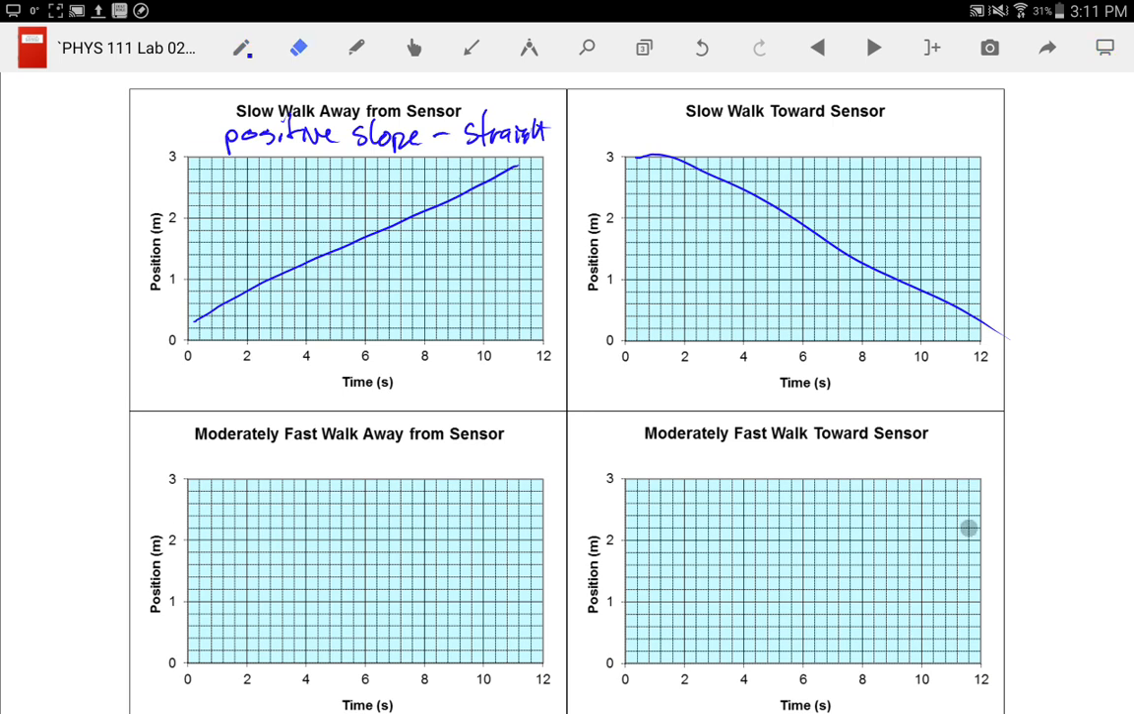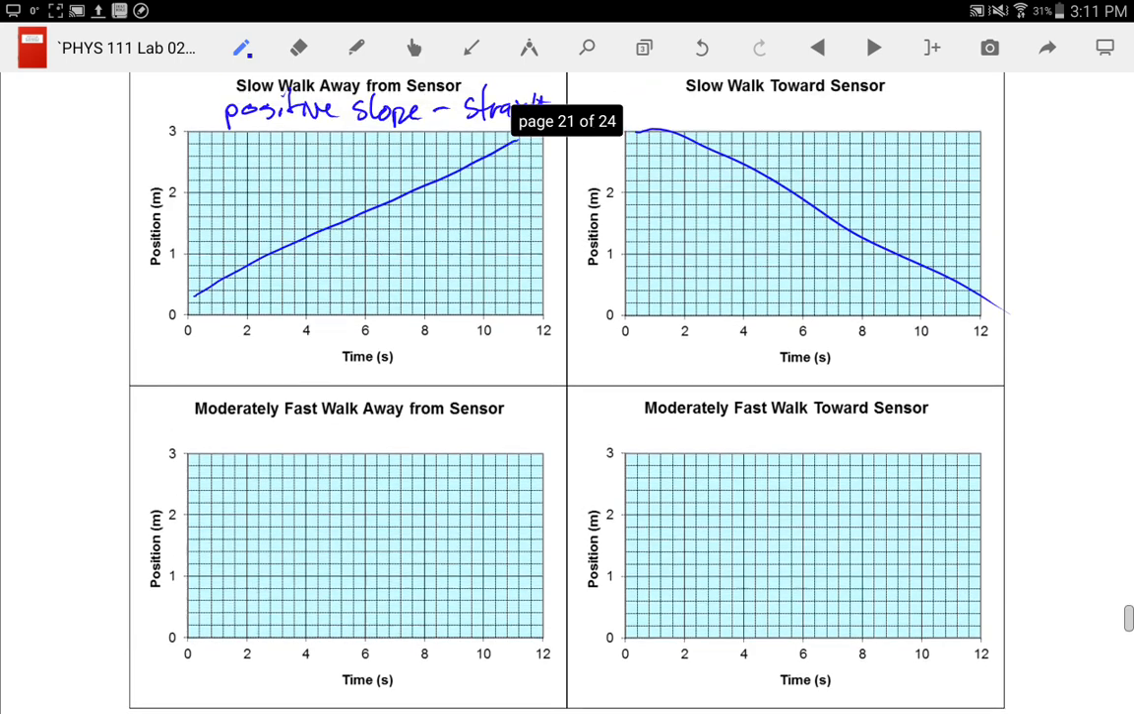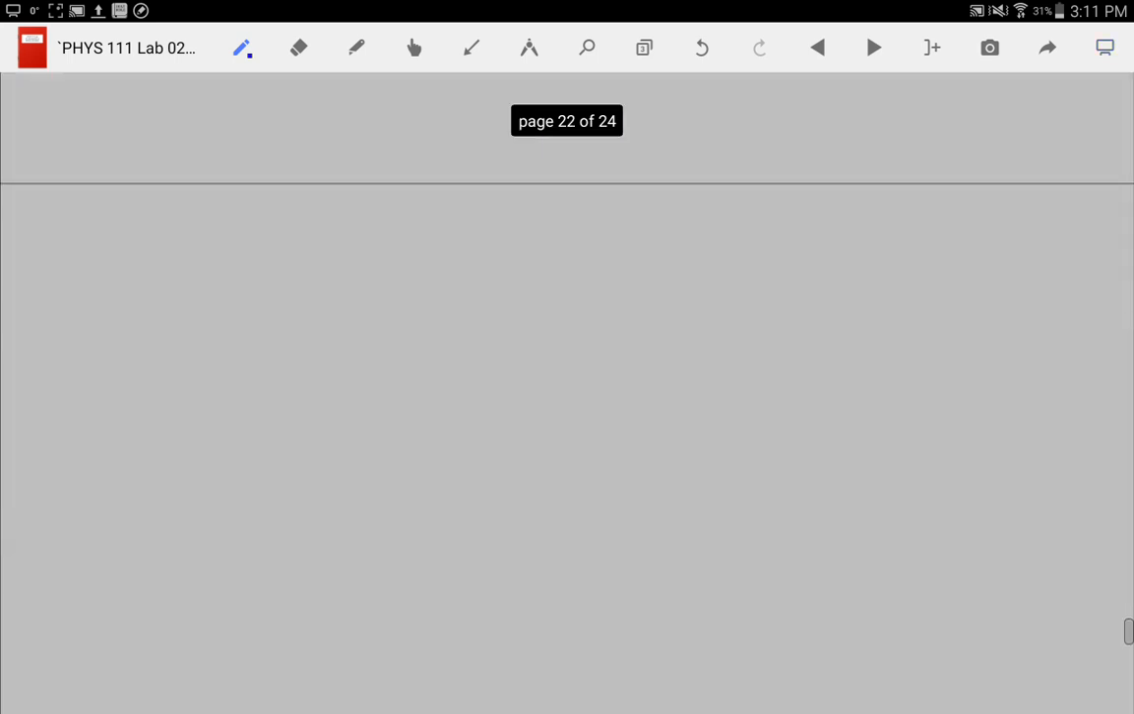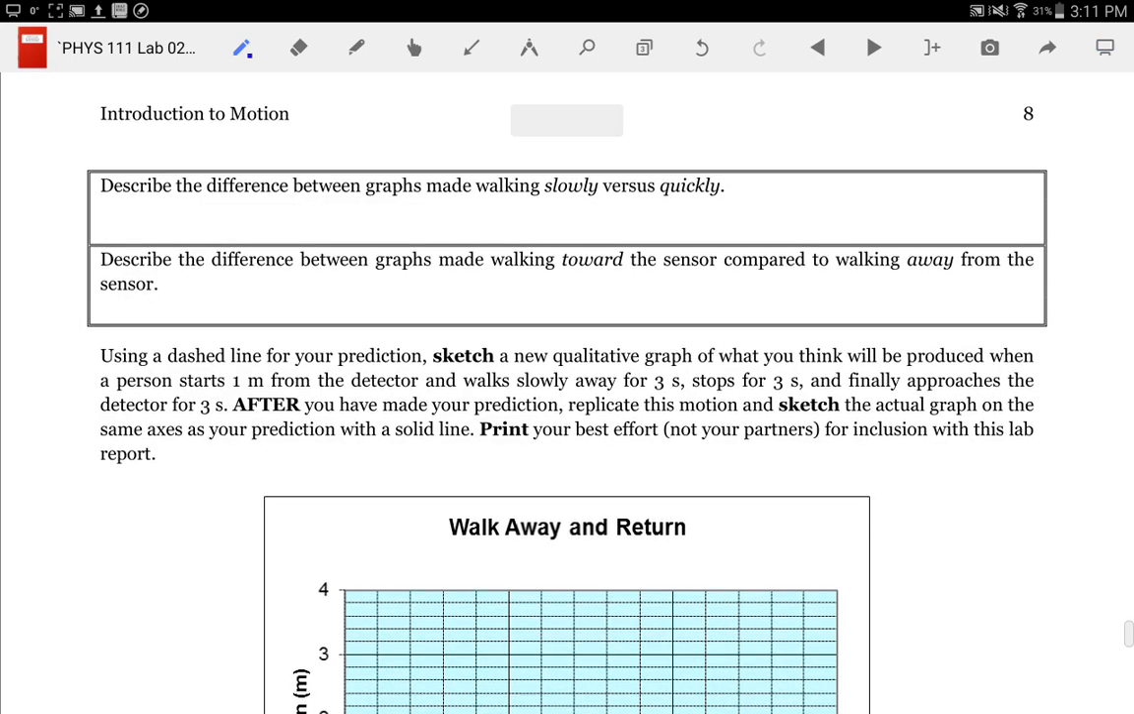So you're going to go through and do these 4, making sure you have descriptions for each one, and draw the shape. Then you have 2 questions. Describe the difference between graphs made walking slowly versus quickly. Now, we went over that in my little lecture, but you're going to do the experiment so you can look at your data and see if it actually does what I said when I was describing things. Likewise, what's the difference between walking forward and walking backward?